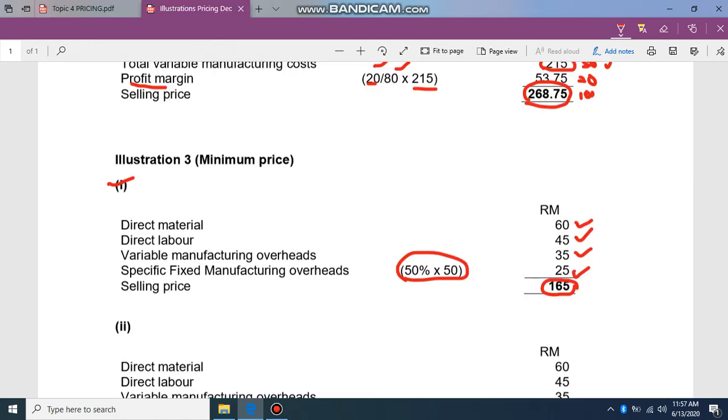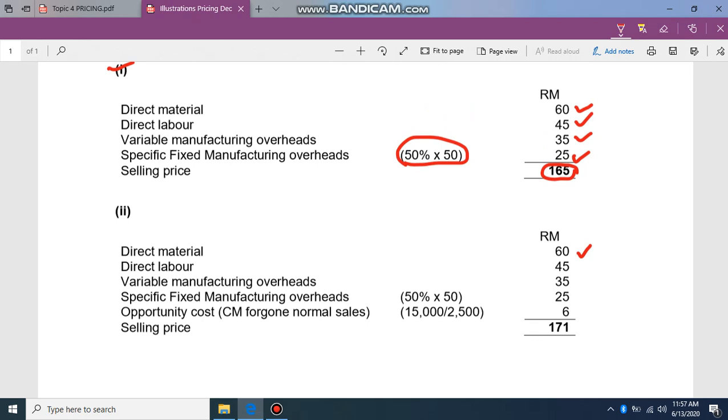So what is the minimum selling price? We have variable cost: direct material, direct labor, variable manufacturing, and second, specific fixed cost, 50% of 50 ringgit, which is 25. Another one that we should consider is the opportunity cost, the contribution margin from normal sales. This is the 15,000 contribution margin from normal sales, which we divide by the number of units of the order, 2,500. So one unit will be 6 ringgit. The total selling price that we should set is 171, which covers variable costs, additional fixed cost, and opportunity cost. If you sell below 171, the company will not obtain a profit. Okay, thank you.